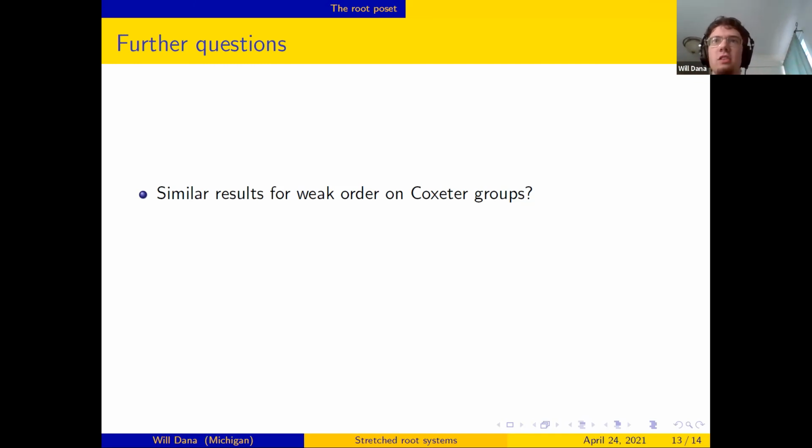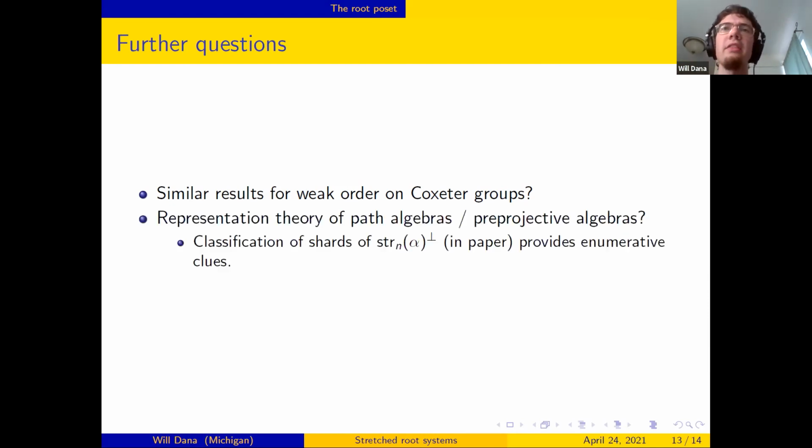In the finite type case, it just has many more elements, and it's a little less clear how it should interact with stretching, but it's also a similarly defined poset, and so it seems like also an interesting thing to consider. And then the second result in the paper I mentioned at the beginning, which unfortunately I did not have time for today, is sort of related to these questions of how this stretching operation interacts with the representations of path algebras and pre-projective algebras.